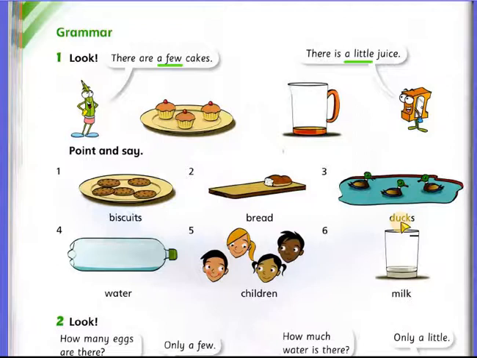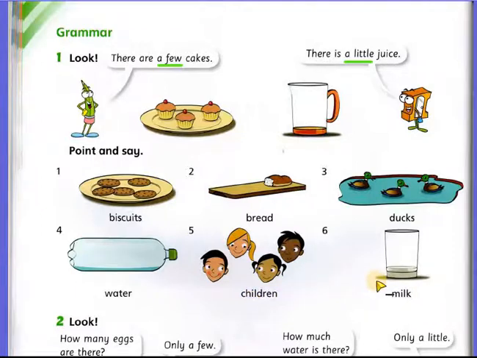Ducks. Can you count ducks? Excellent. Yes, we can count ducks. There are a few ducks. Number 4. Water. Can you count water? No. So I use a little. There is a little water. Number 5. Children. Can you count the children? Yes. There are a few children.